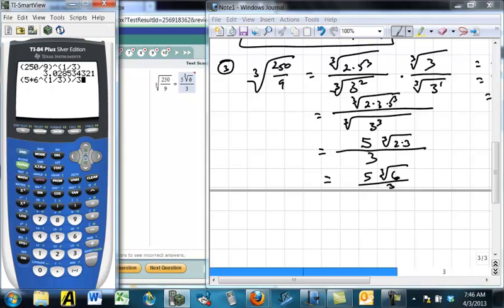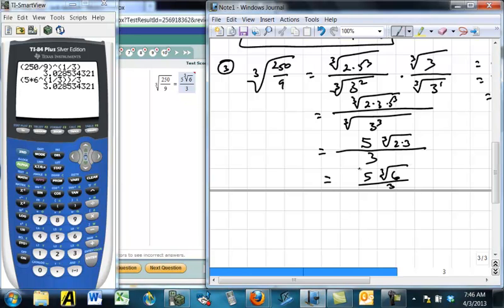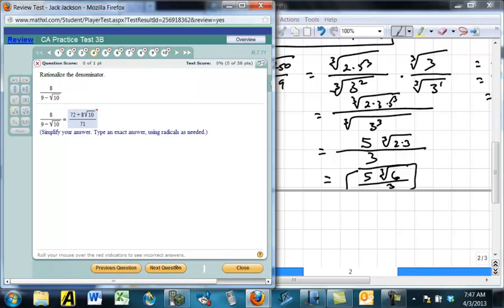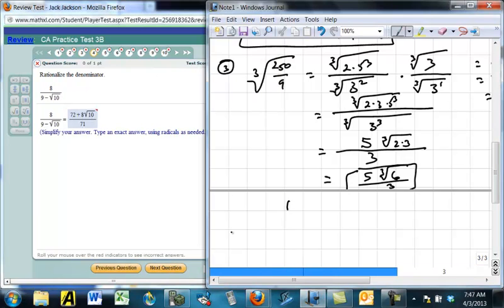and divide by 3. Since those are the same, we know at least that we've got something that's equal, and hopefully this is the form that they're looking for, which is a reduced radical in the numerator, no radicals in the denominator, and that's what we have. Checks with what they have here, so we're good so far. Now we're on question 4.